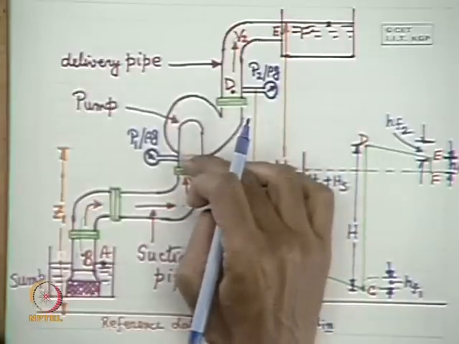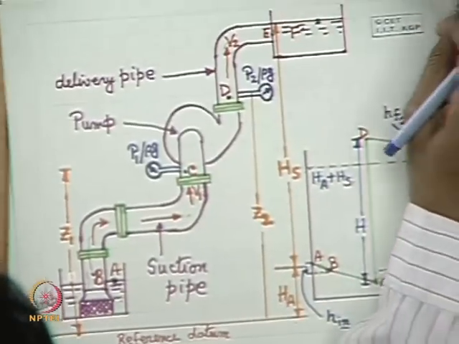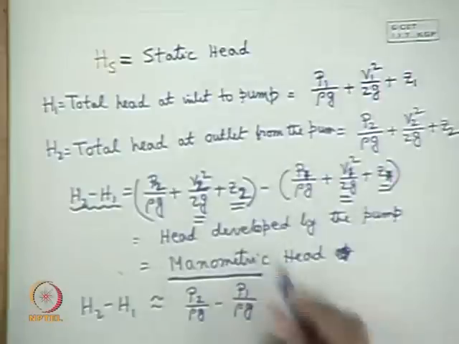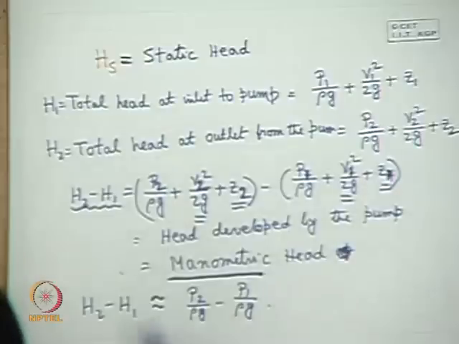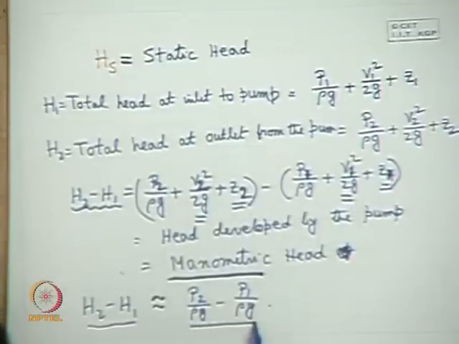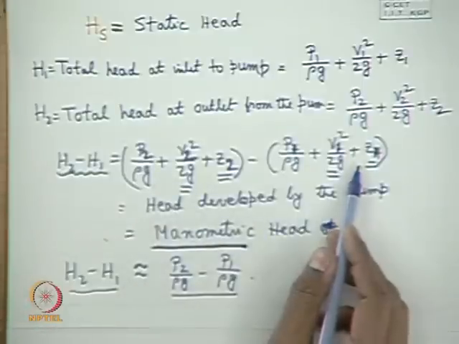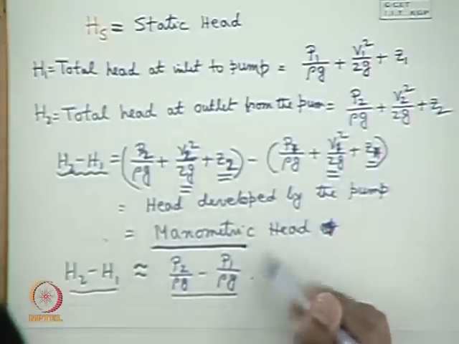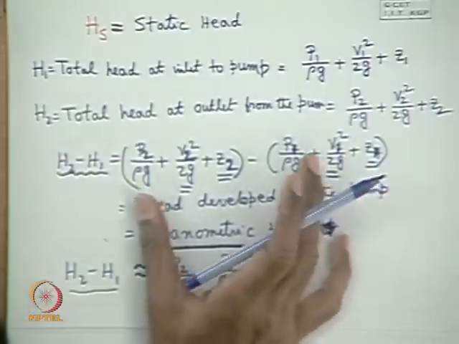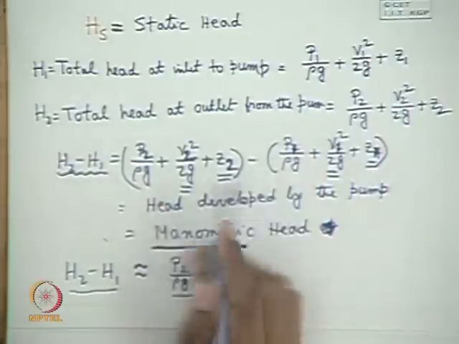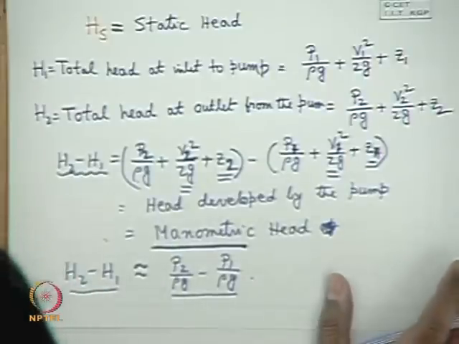Difference in piezometric head or piezometric pressure means the pressure plus the change in the elevation. So this name is given: manometric head. That means the head which is registered by a manometer. If we neglect the change in elevations also, this is simply given by P2 by rho g minus P1 by rho g. It is not usual to connect a manometer because the difference in head is so high that it will require a very large height of the manometric tube, so pressure gauges are attached to the inlet and outlet ends, and simply the differences of pressures are read, and the difference in pressure energy is well representative of the head developed by the pump.